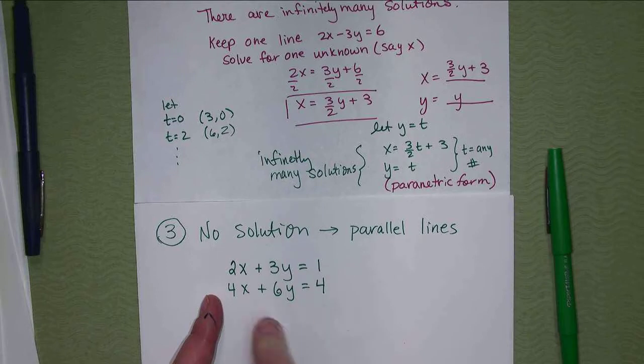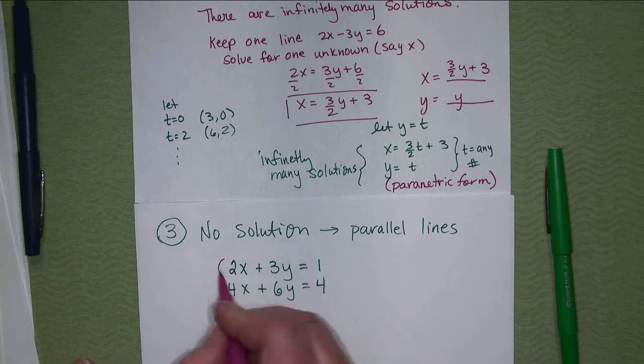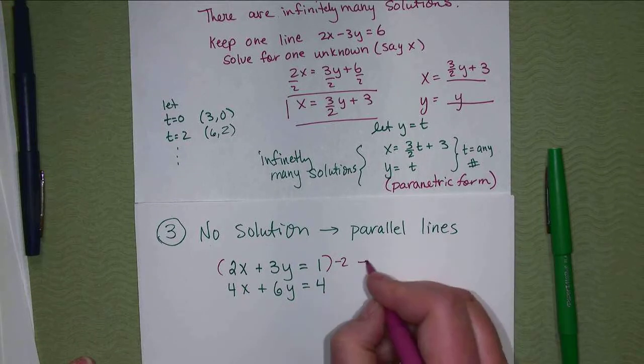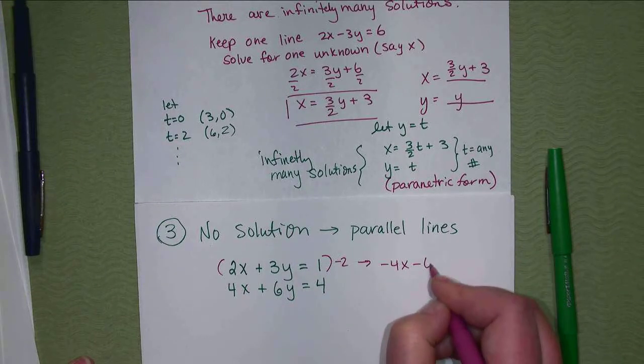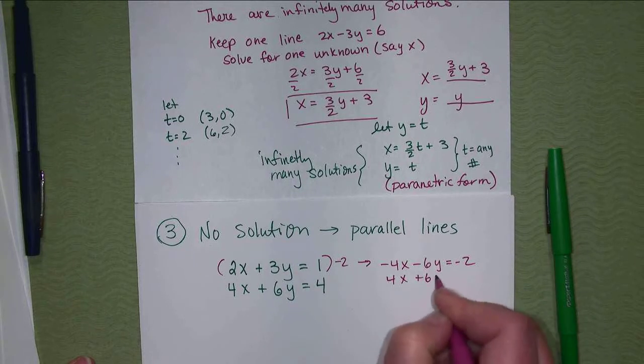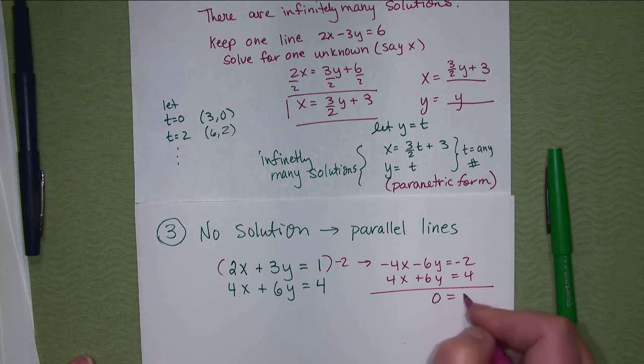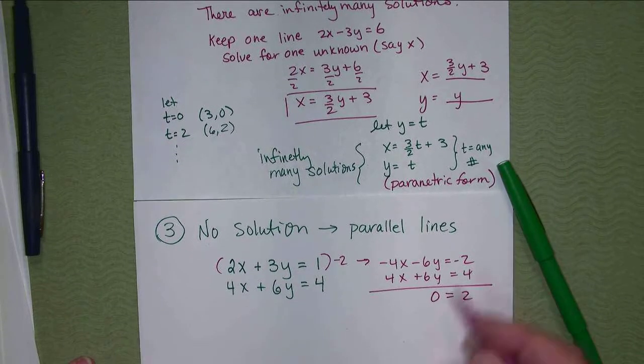Right, so if we wrote this in vector form, for example, or if you went back to high school, you'd say the slope is the same, but they have a different y-intercept. Right, same idea. If you went to solve these, say we multiplied this one by -2, we get -4x minus 6y equals -2. Rewrite the second one. These cancel, so we get 0 equals 2. No solution.